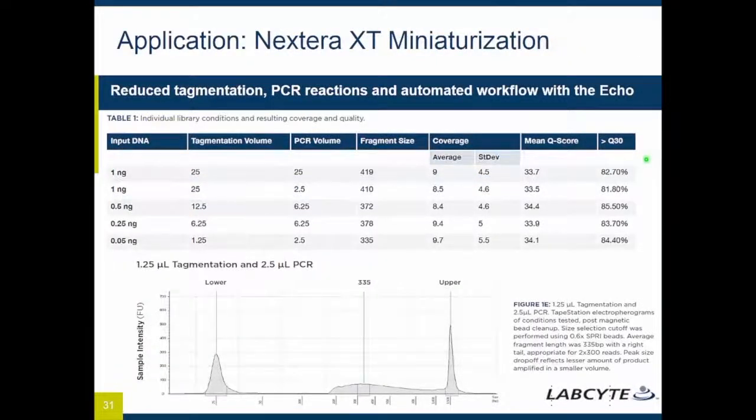So again, the first experiment was to miniaturize the workflow. We reduced the input DNA, the tagmentation volume, as well as the PCR reaction volume. After fragment size analysis, we found that miniaturization added no significant effect to the average fragment generated. The miniaturized workflow did produce equivalent coverage, standard deviation, and Q scores as compared to the large full-size reaction. And this was all done at a fraction of the cost. The electropherogram on the bottom shows the library generated for the 1.25 microliter tagmentation reaction that was amplified in a 2.5 microliter PCR reaction and recovered after a 0.6x magnetic bead cleanup.